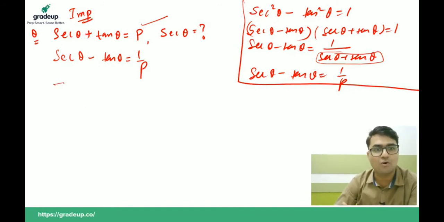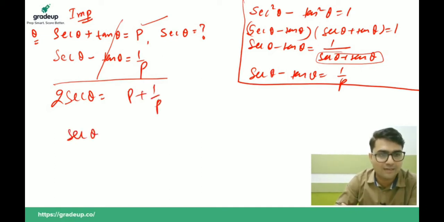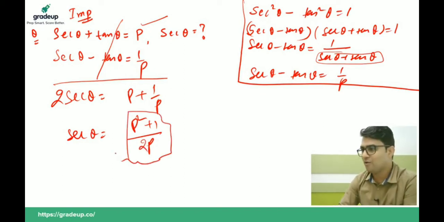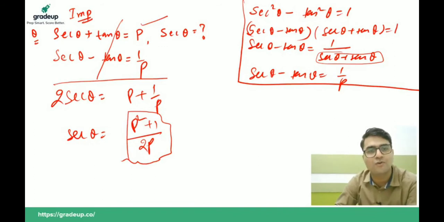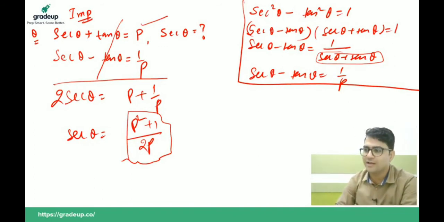Alright, now on adding this, we will get 2 sec theta is equal to P plus 1 by P. Then sec theta will be equal to (P square plus 1) upon 2P. So the value of sec theta is this. I hope you got the point. It is clear to all of you. If yes, write in the comment box, yes sir, yes sir, yes sir. We are getting. All right.